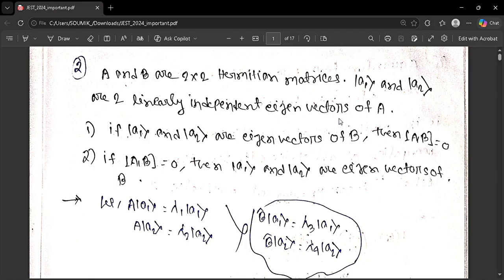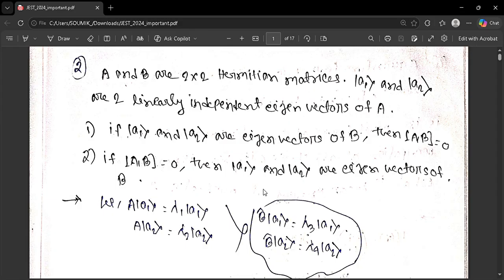So the first question is that here I am discussing some important concept based questions. A and B are 2 cross 2 Hermitian matrices, and small a1, small a2 are two linearly independent eigenvectors of A. Statement 1: if a1 and a2 are eigenvectors of B, then the commutator of A and B is 0. Statement 2: if the commutator of A and B is 0, then a1 and a2 are eigenvectors of B. Which statement is correct?